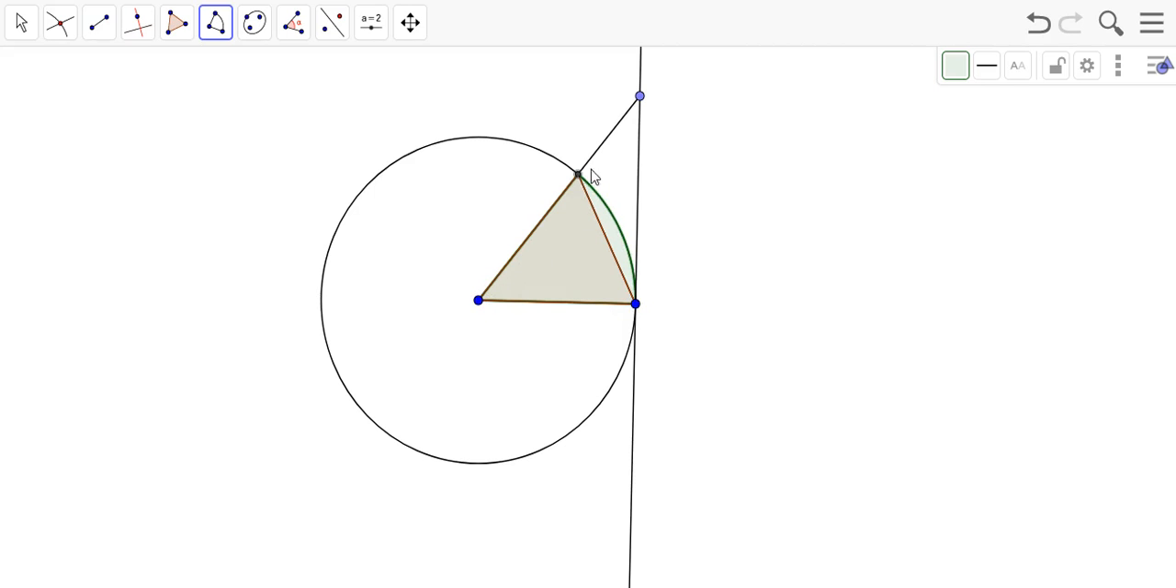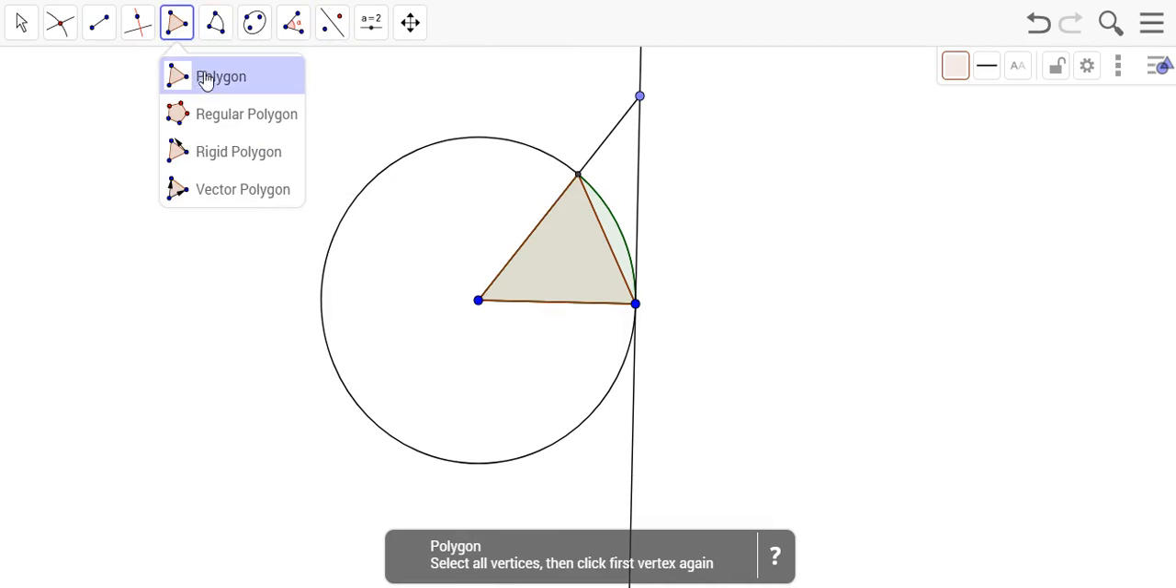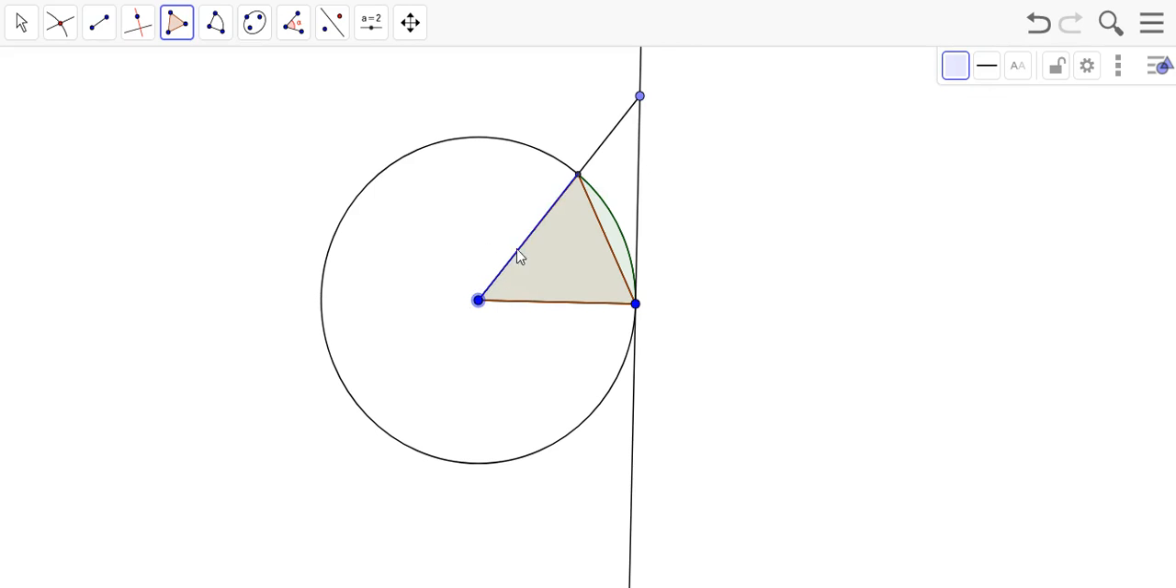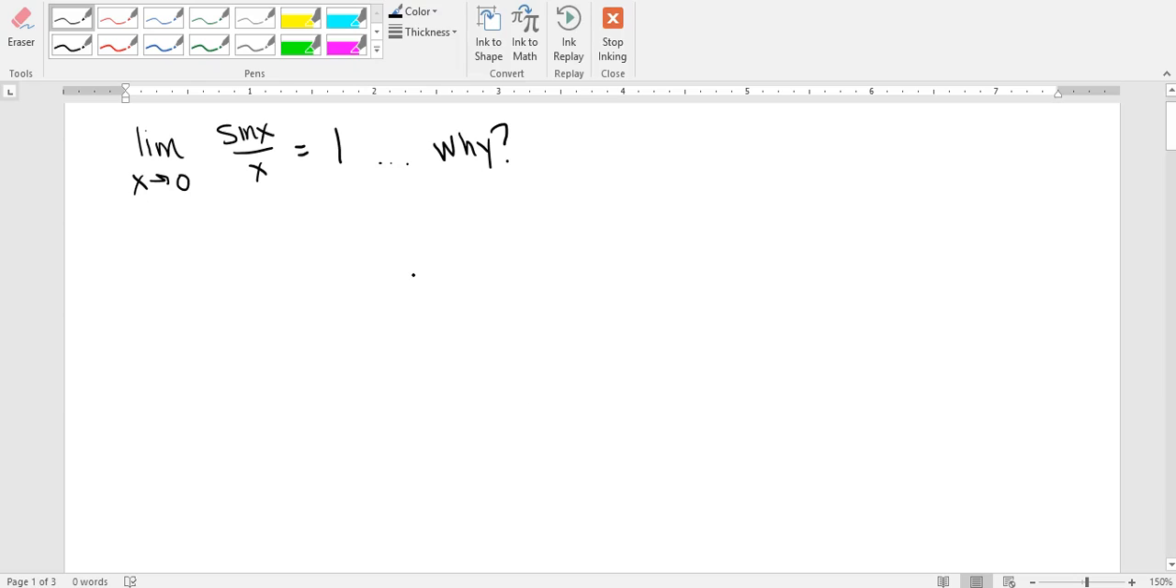So we have the small triangle within the circle. We have the sector that goes all the way to the edge, or the curvature, of the circle. And then the last shape we're going to focus on is the large triangle, which goes all the way to that tangent line. Okay, so hopefully those different colors will help you visualize these three different shapes that we're going to use. Alright, so let's go back to this idea here. How can we use this geometric construction to help us prove this trig limit?